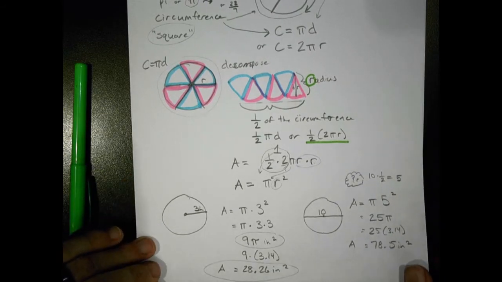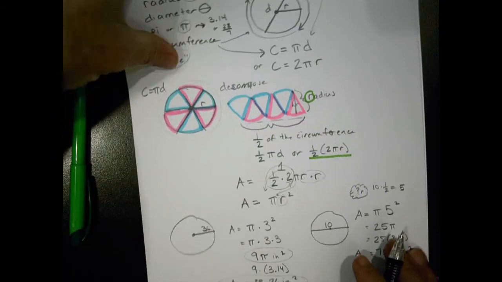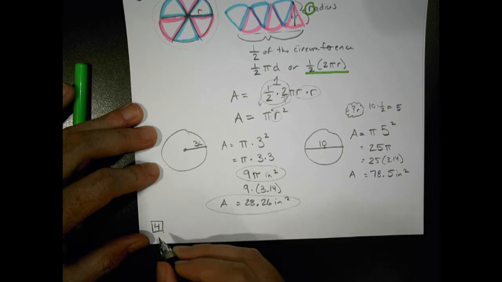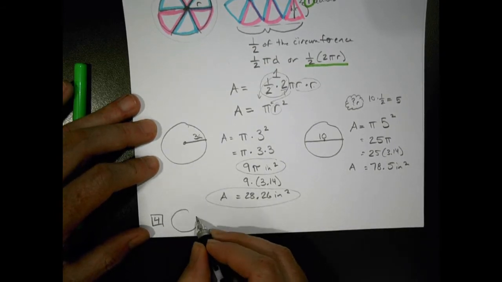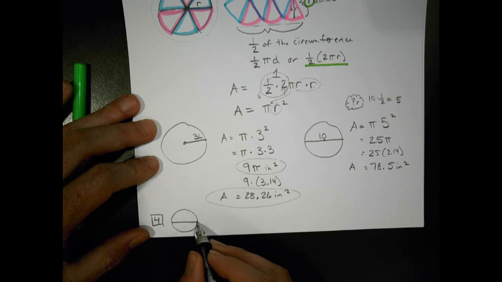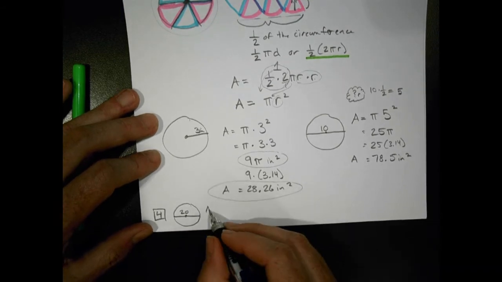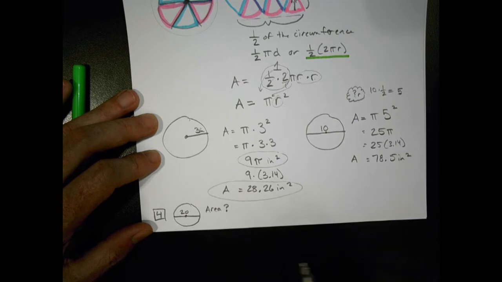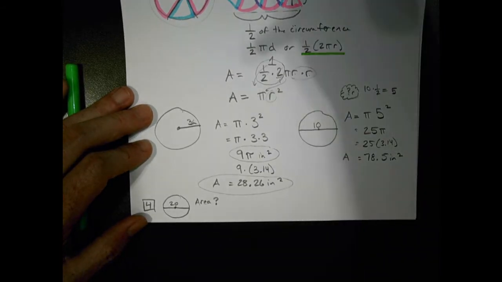All right, so let's do a little one right here. Here's number 4, for you to try. Here's a circle with a diameter of 20. So the whole length there is 20. Again, remember that's the diameter. Find the area of a circle with a diameter of 20. I'm going to pause here so you can work on that for just a second. We'll come back and check it in a moment.